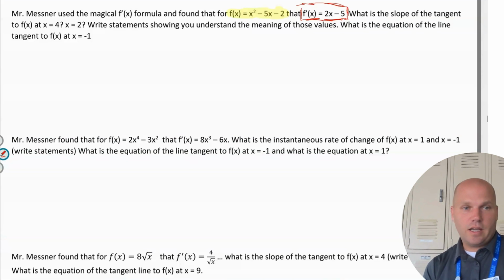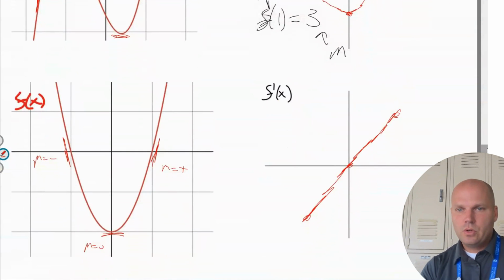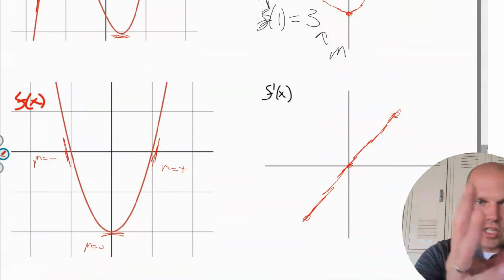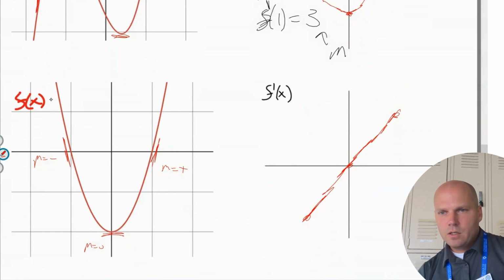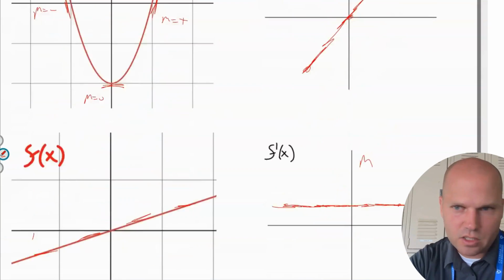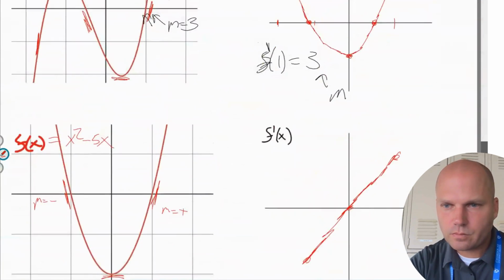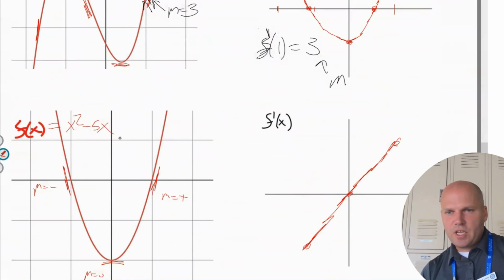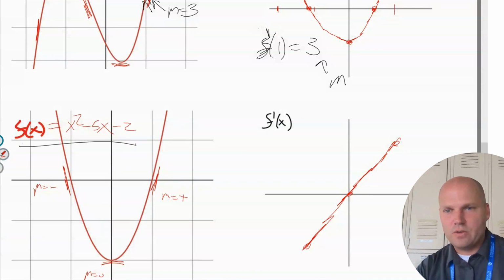So again, this is different for a lot of you guys. You are not used to having an f and then using something else to tell you about the original equation. Usually if I ask you, hey, let's look at x squared minus 5x minus 2, tell me information about it, you're used to just using x squared minus 5x minus 2. But this is where calculus is beautiful.